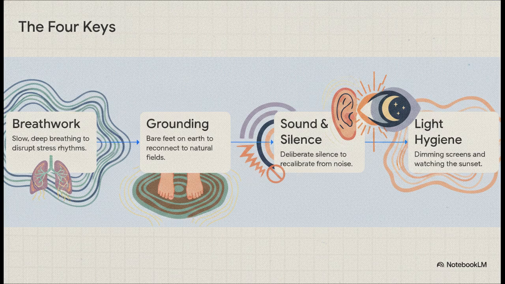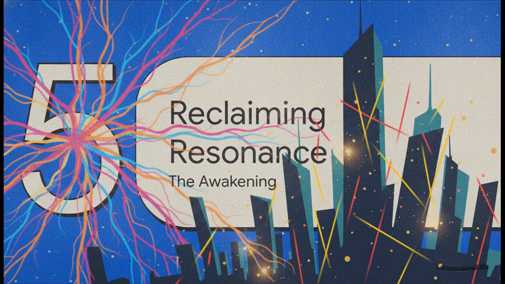The third key is using deliberate, intentional silence or pure tones to recalibrate your ears away from all that grinding industrial noise. And the fourth is light hygiene, meaning dimming those artificial overheads and actually exposing your retinas to the natural shifting colors of a real sunrise or sunset. These 4 keys literally unlock a memory encoded deep within our biology of what real, genuine ease is actually supposed to feel like. Okay, let's move into part 5, reclaiming inner resonance, the awakening.